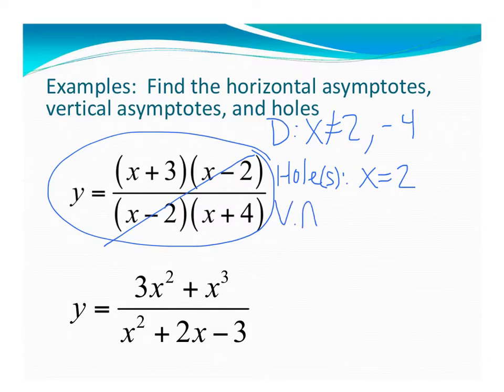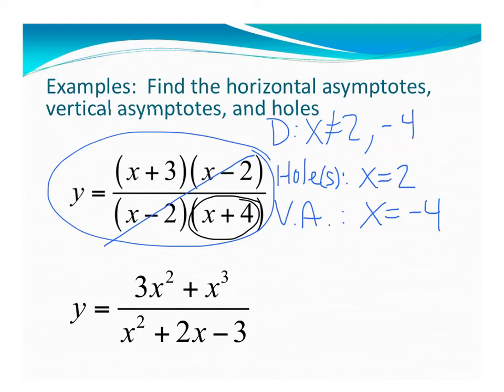Vertical asymptote is next. For my vertical asymptote, it's whatever is left in the denominator. I would write that down. Whatever's left in the denominator after you cancel, that gives me my vertical asymptote. In this case, x plus 4 is left in the denominator. So I solve that for x, and I get x equals negative 4. Notice how the two parts of my domain match up with my two parts right here. The holes and the vertical asymptotes should match up with the numbers that you get here.